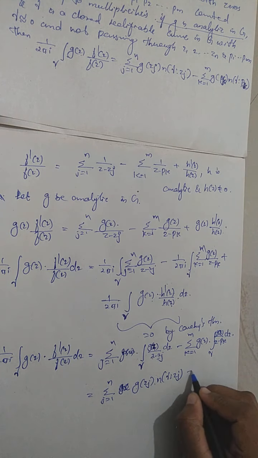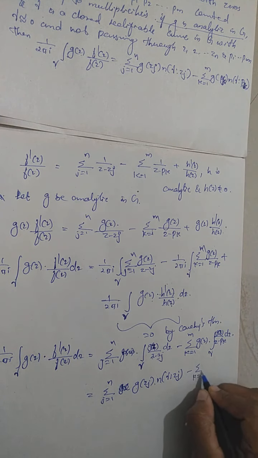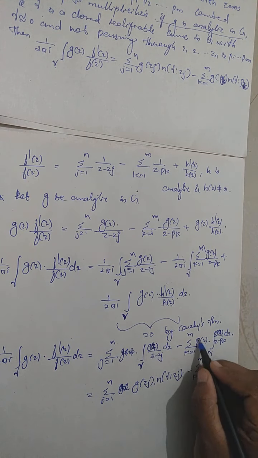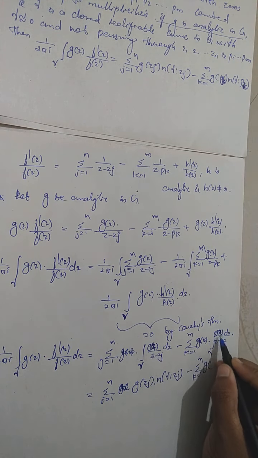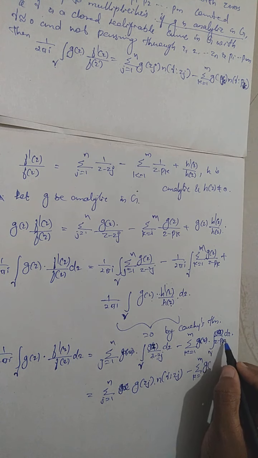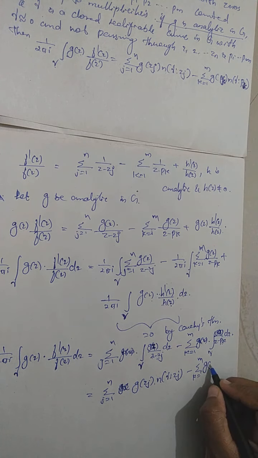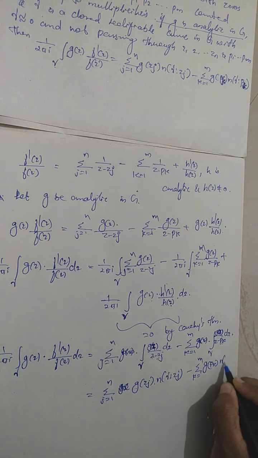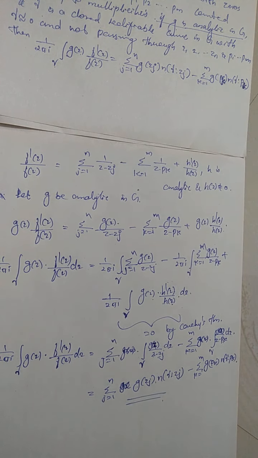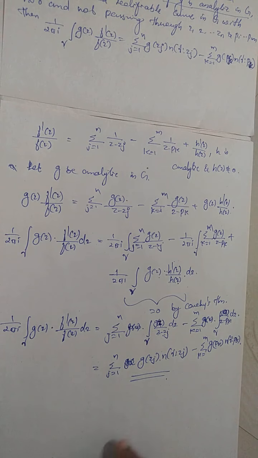Okay, minus here also sigma k equal to 1 to m, with g(z) written inside the integral. When you replace z by pk, this integrand is not well defined, therefore it leads to g(pk) n(gamma, pk). So this will be the final result. So that's about that proof.